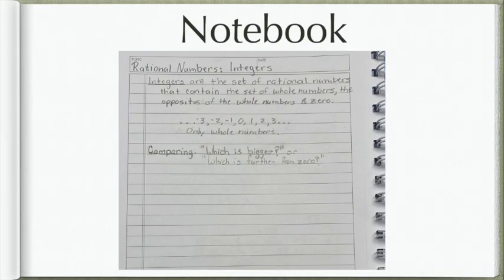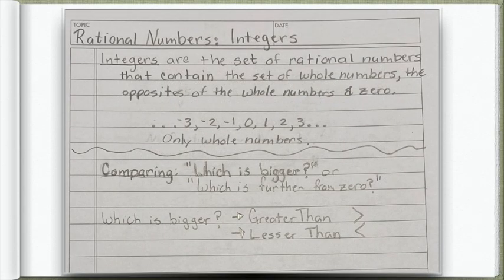Here's your notebook. Pause this part as needed to get your notebook copied. We're just adding to the rational numbers page that we did in episode 4.